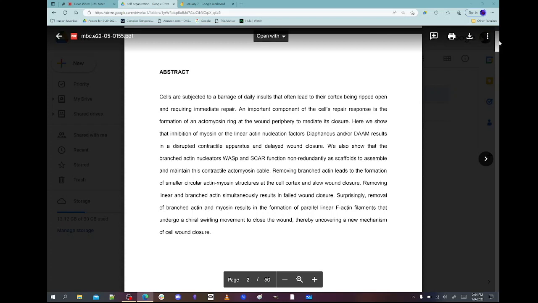Removing linear and branched actins simultaneously results in failed wound closure. So if we remove all of the actins simultaneously, we don't get wound closure. Surprisingly, removal of branched actin and myosin results in the formation of parallel linear F-actin filaments that undergo a chiral swirling movement. So this is where you have this ring, but it swirls around in a certain direction, orientation, to close the wound, thereby uncovering a new mechanism of cell wound closure.